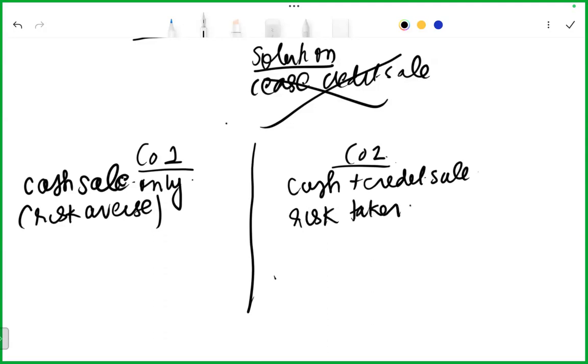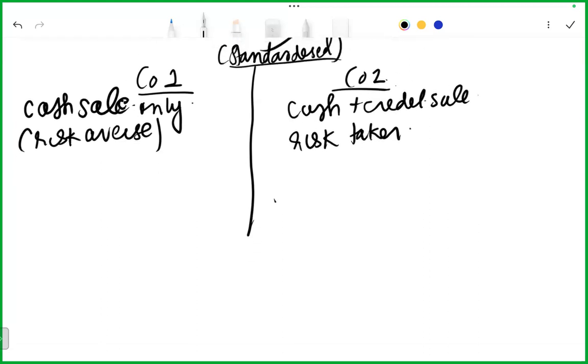Keep in mind, both products are standardized. There is nothing unique about the product. Both of them are giving the same product as well. So what is the risk associated here? Yes, for company 1, they will not have the risk of bad debt and liquidity issues for the time frame. For company 2, yes, they might have liquidity issues, and also there is a risk of bad debt.